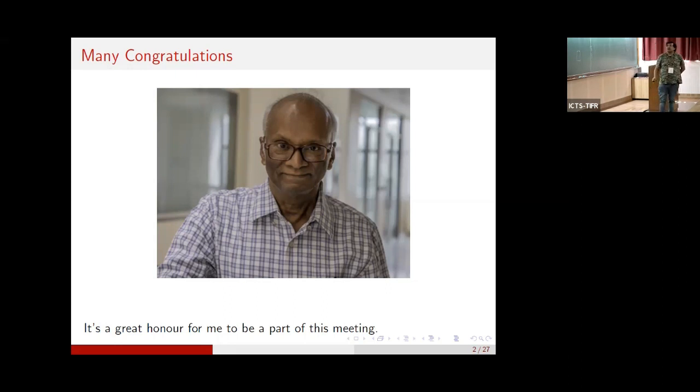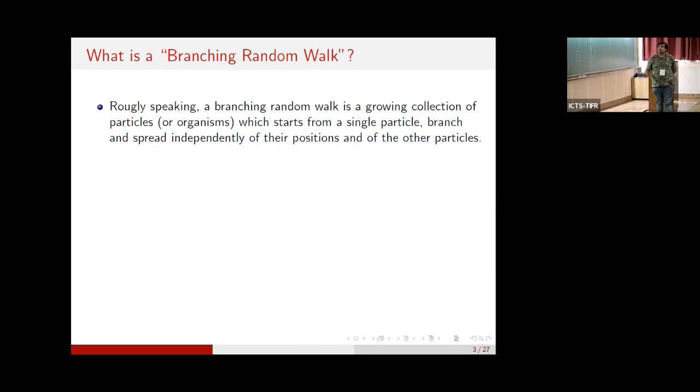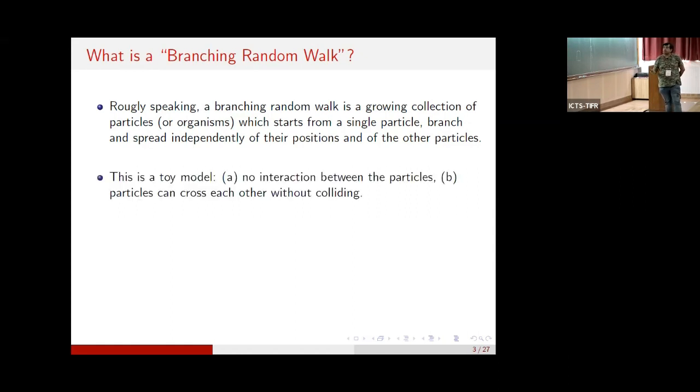So what I'm going to talk about is branching random walks. Let me explain what it is, but before explaining, let me give you in broad what it means. Roughly speaking, this is a growing collection of particles or organisms, you can say a colony of bacteria, which starts from a single particle or a single organism, and then it branches and spreads independently of their positions and the other particles. So this is the rough description. I'll be more precise in the next slide.